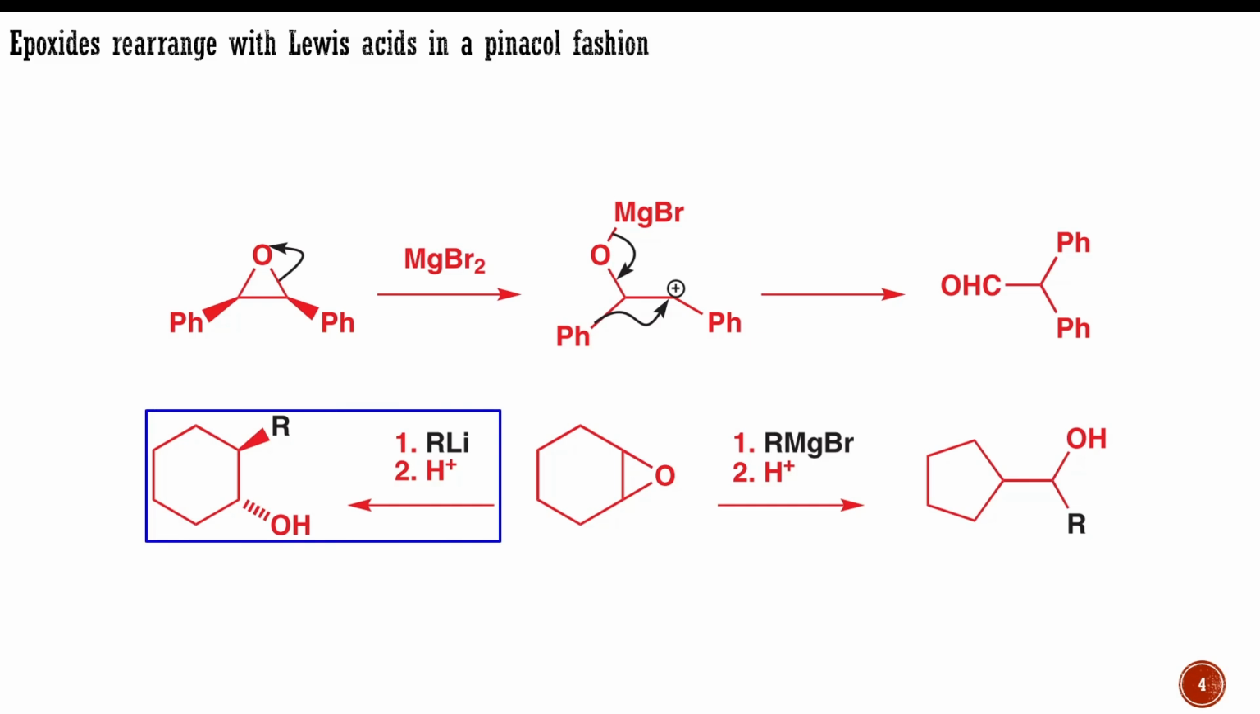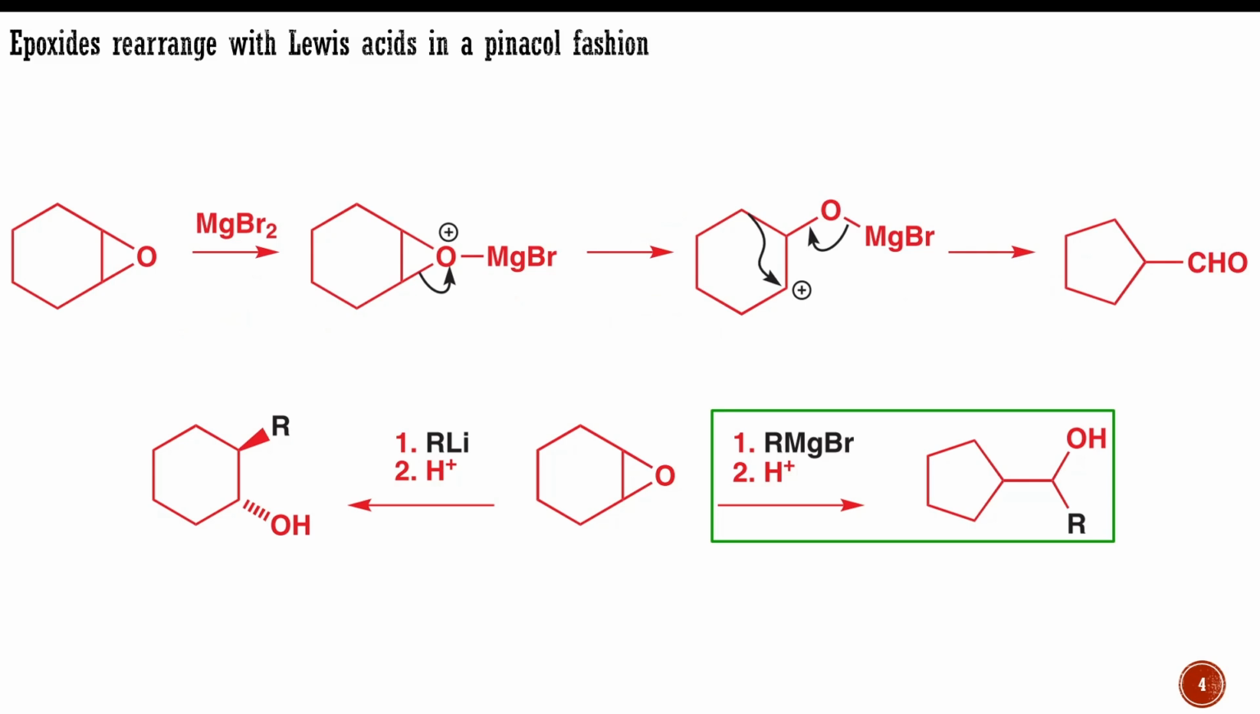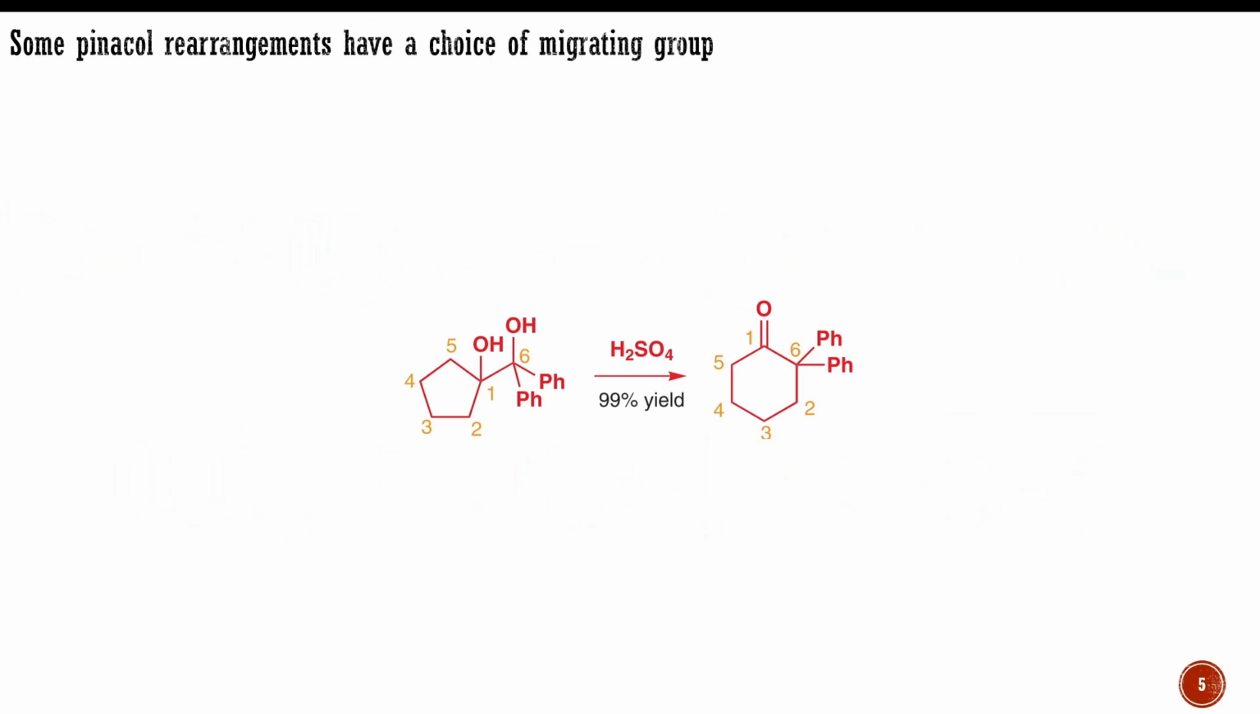A clue to what has happened with the Grignard reagents comes from the fact that treating this epoxide with just magnesium bromide gives an aldehyde. With a Grignard reagent, rearrangement occurs faster than addition to the epoxide, and then the Grignard reagent adds to the formed aldehyde. With symmetrical diols and epoxides, it does not matter which hydroxyl group is protonated and leaves, nor which end the epoxide opens, nor which group migrates.